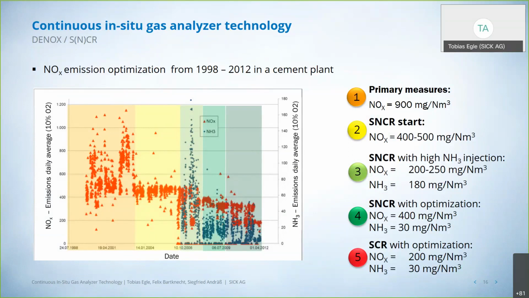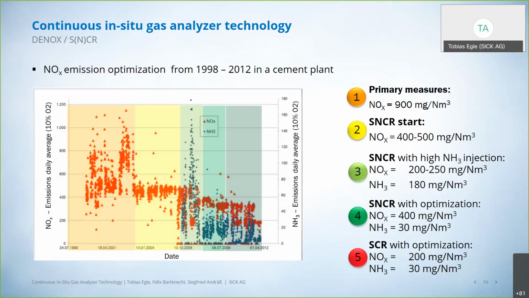So they started at the beginning of 2000 with primary measures like low NOx burners, flame cooling, things you could do to reduce NOx. So they achieved 900 milligrams per cubic meter with it, which was during that time quite good. In the next stage, they started with an SNCR technology. So they installed it and commissioned it and got down to 400 to 500 milligrams, which is okay for the general worldwide requirements of NOx emissions.